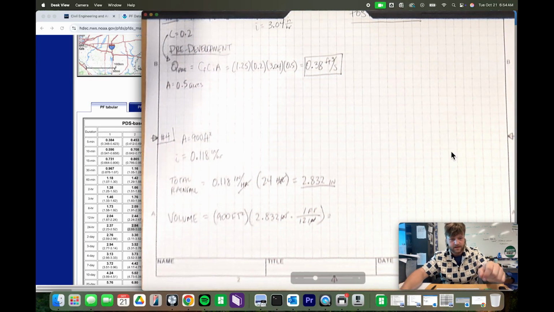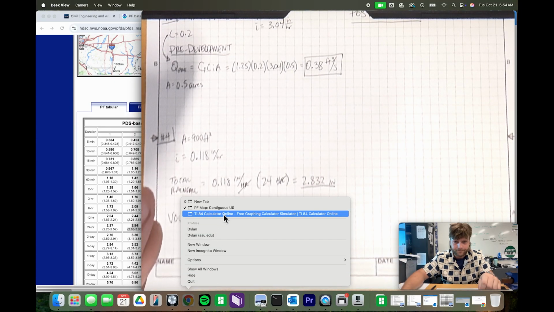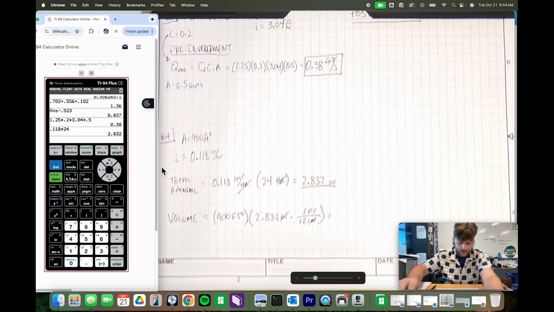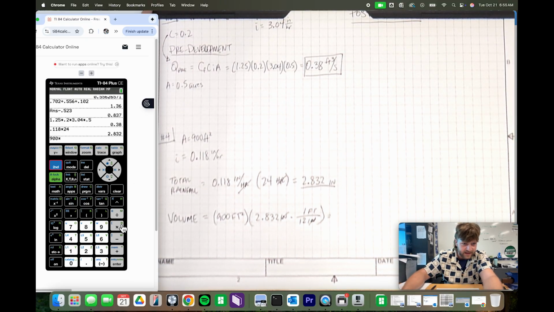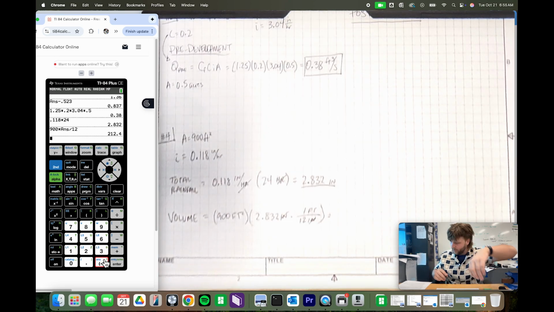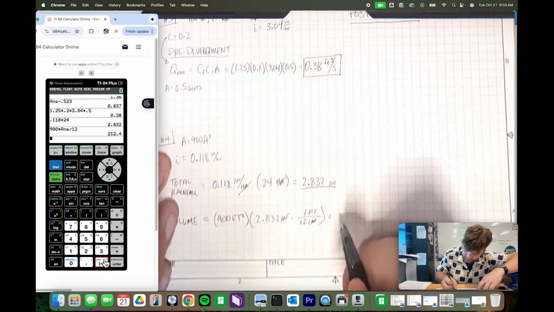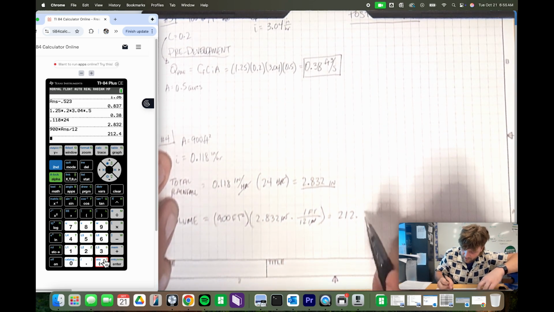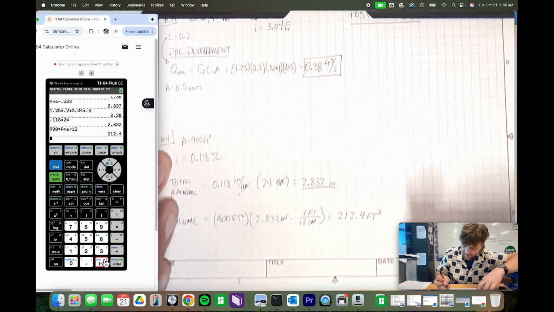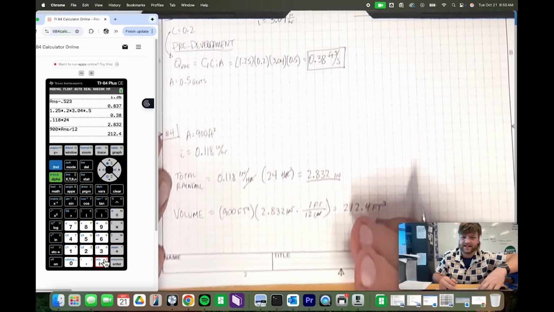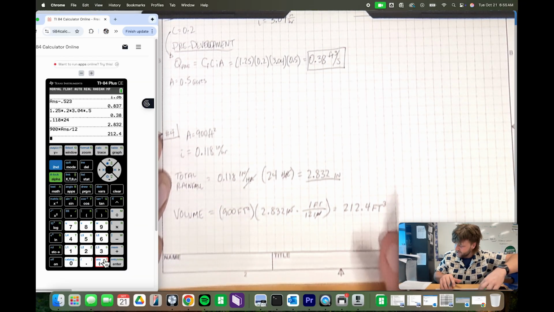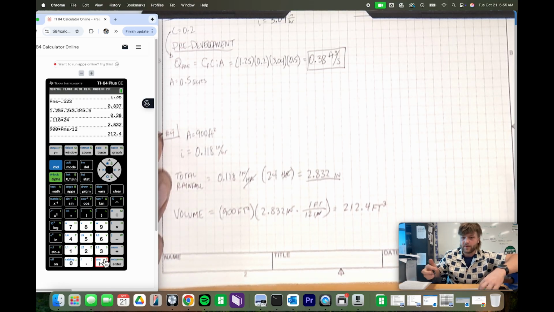And so now, let's bring up the good old TI-84 again. We've got the 900 times, and we can use our answer: if you go second, and then press this key right here, that's the answer. Then we want to divide that by 12. What we end up with is roughly 212.4 cubic feet. That's the volume of the water that's going to be collected throughout the duration of that storm.